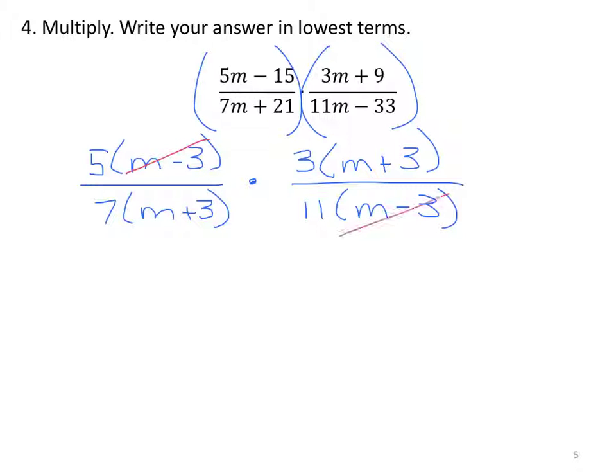The m minus 3's are identical, so they cancel. The m plus 3's are identical, so they cancel. And then we look at our numerators. We have 5 times 3, and in our denominators we have 7 times 11. None of that cancels, so we're left with 5 times 3 is 15 over 77.